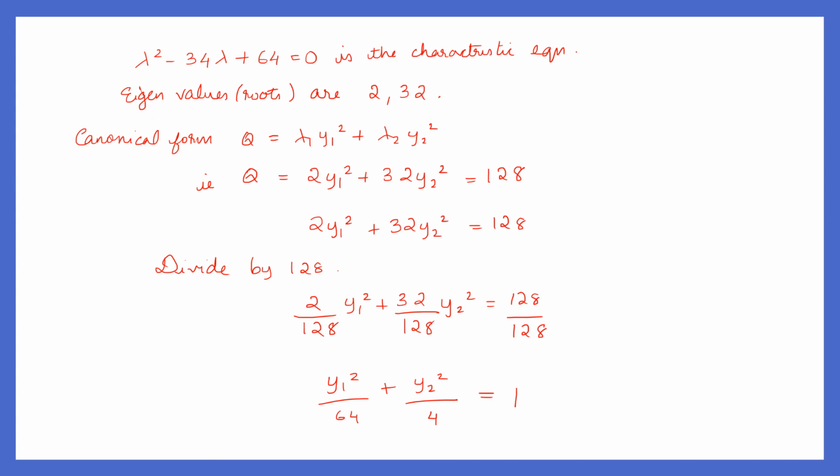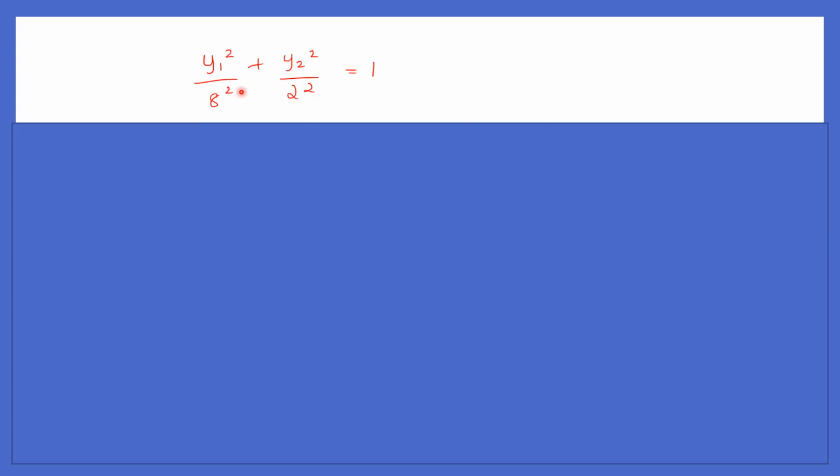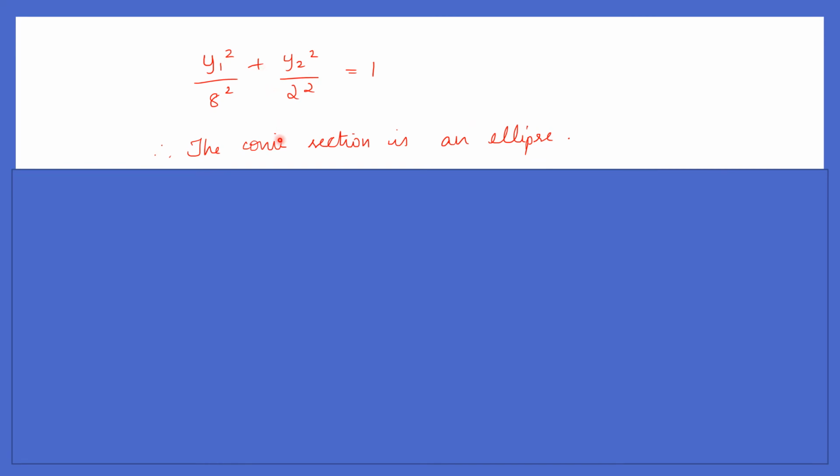Again we can rewrite this. The above equation can be rewritten like this. Y1 square by 64 can be written as 8 square and 4 can be written as 2 square. So we can obtain the equation like this: y1 square by 8 square plus y2 square by 2 square is equal to 1. And this is the equation which is of the form of a conic section called ellipse. So we can say that the given quadratic form represents the conic section, an ellipse.